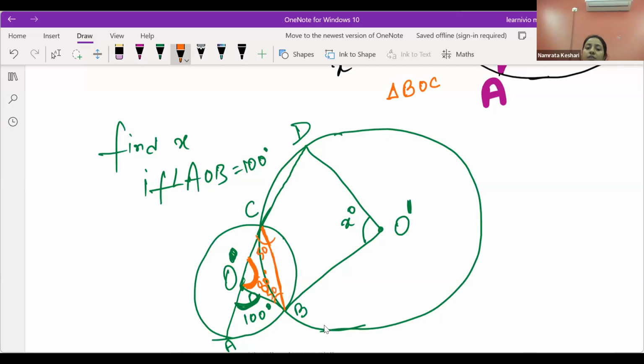Yes, ma'am. If this is 50, then we can find by linear pair the remaining complete angle over here. So 180 minus 50, 130, right? And there is a property that in a cyclic quadrilateral... does it look cyclic? No, it is not at all cyclic, because cyclic means all four vertices must lie on the circle. Okay, no worries. We will be getting this angle also 130.